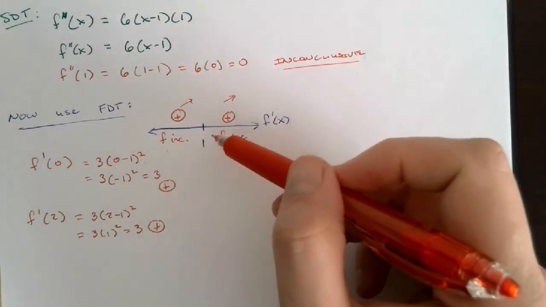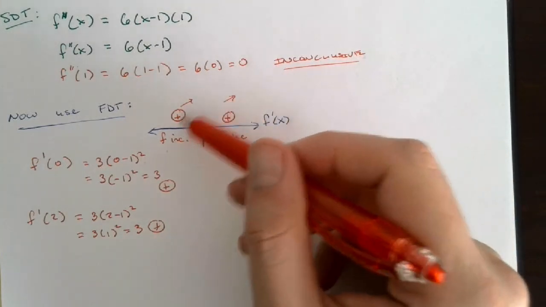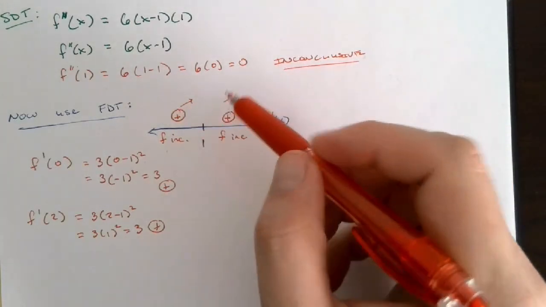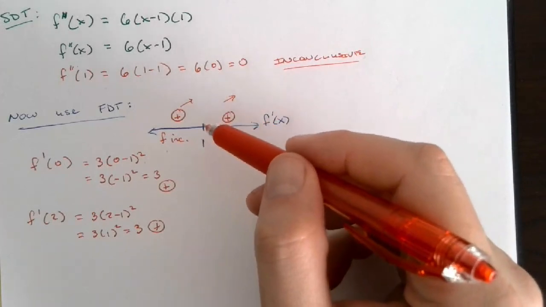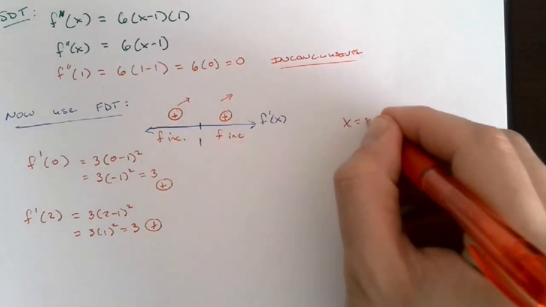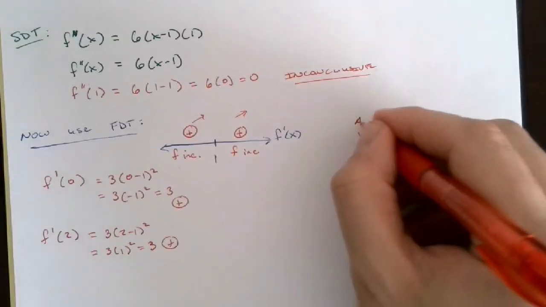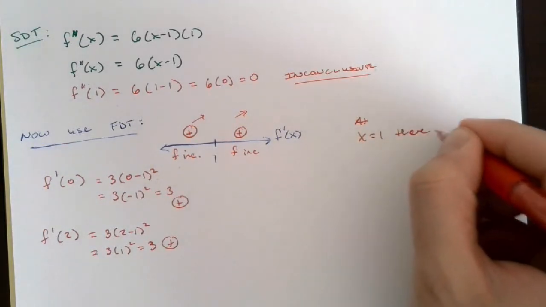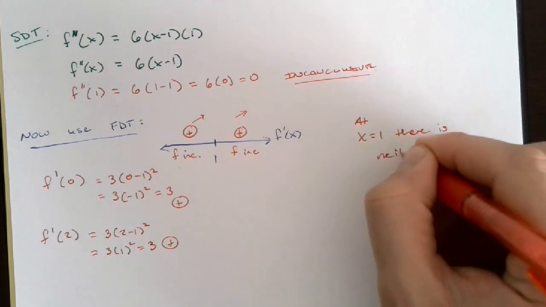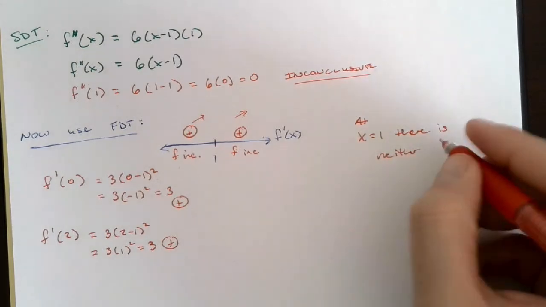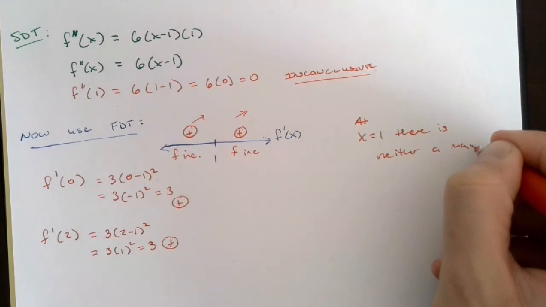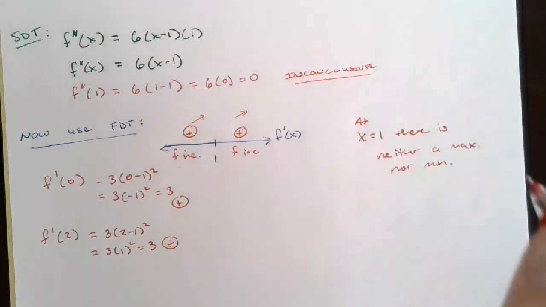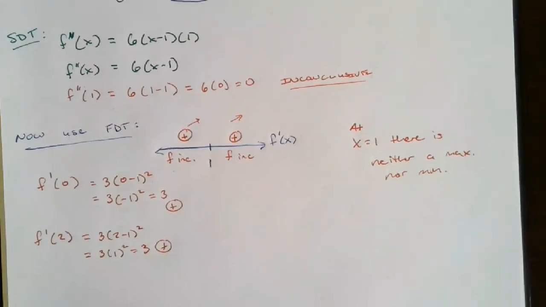So is that a max or a min? Well, no, because this goes up and then it continues to go up, right? So it just flattens out for a second and then keeps going up. So what that really tells you is that at x equals 1, there is neither a max nor a minimum. So it's not a max or min, it's not relative or absolute.